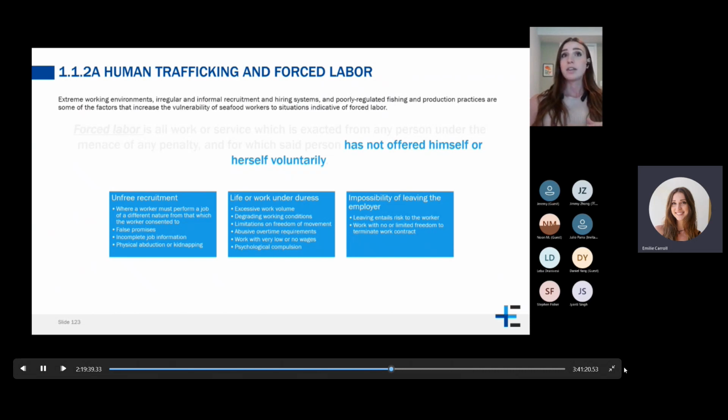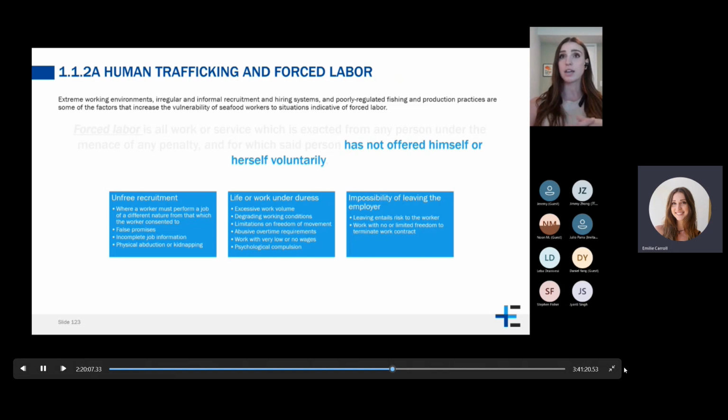Life or work under duress. Things like excessive work hours, involuntary overtime, limitations on freedom of movement. This can even include the vessel being out at sea for several days, coming back to port, but the workers not being able to leave the boat when it's at port. Working with very low or no wages. And then, of course, there's also impossibility of leaving the employer, threatening a risk to the worker if they try to quit, basically.